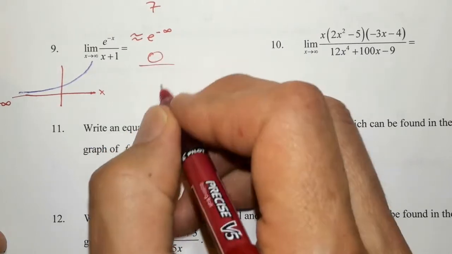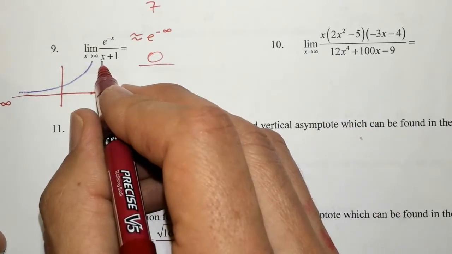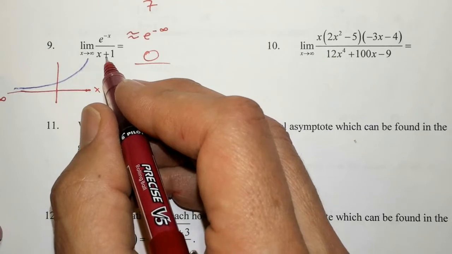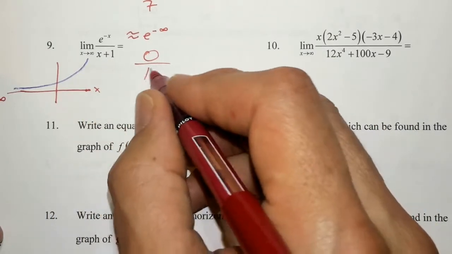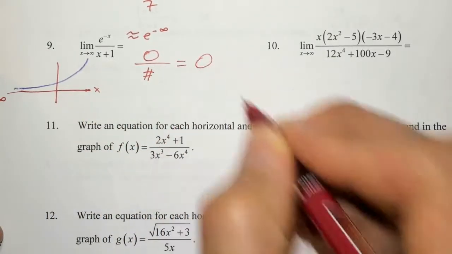So our numerator is 0. The denominator is infinity plus 1, a billion plus 1. That's a huge number. 0 divided by a number is 0.